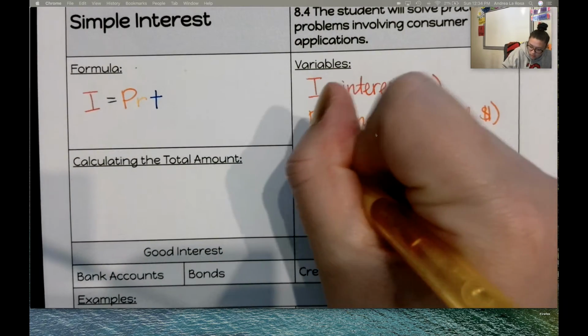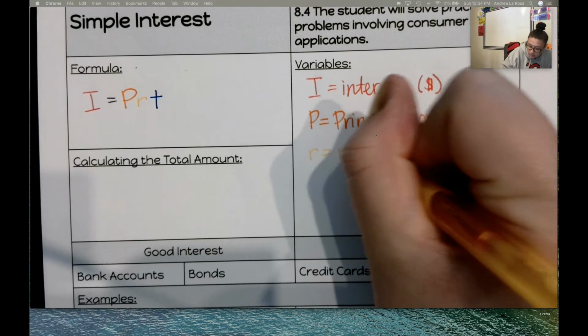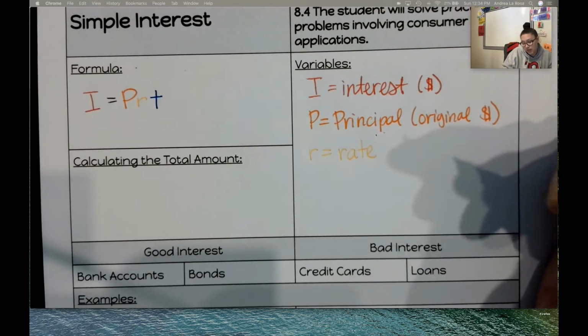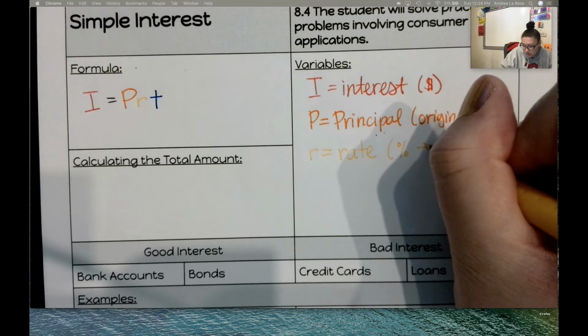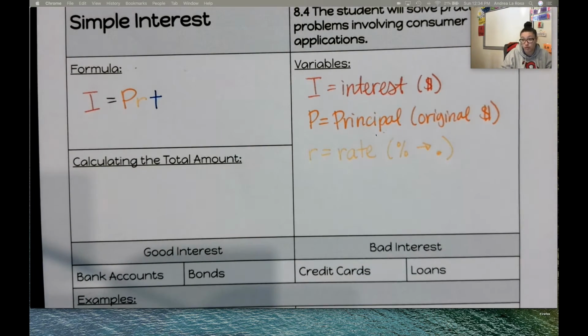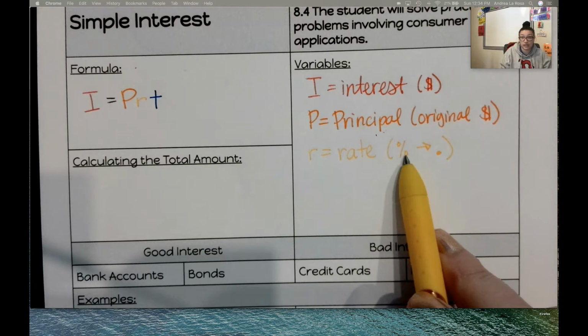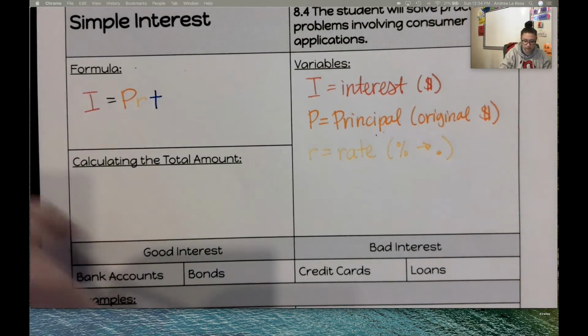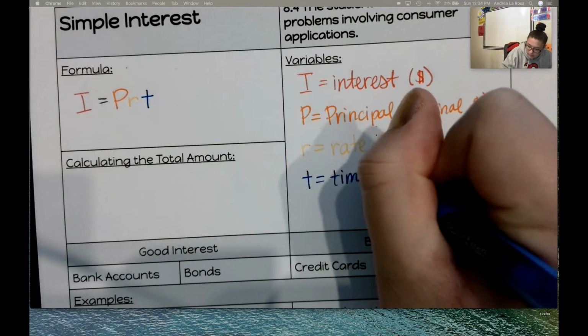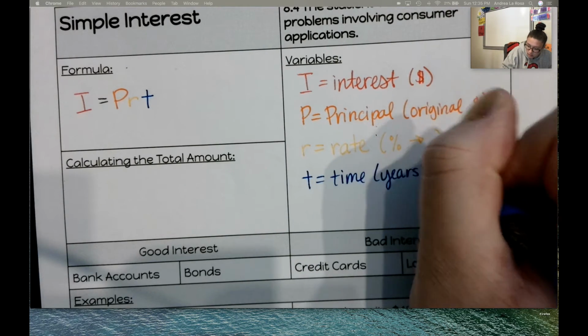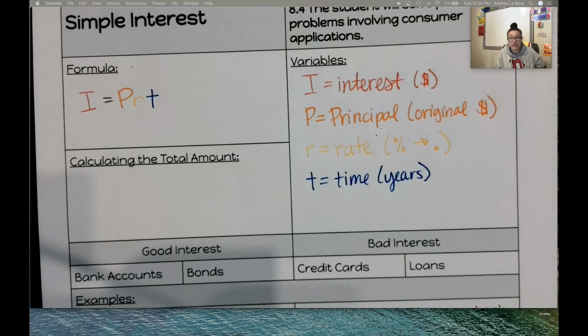R stands for the rate, the rate that you get interest. That's a percent that you need to turn into a decimal so that you can work with it. If you don't turn it into a decimal, you're going to get a very wrong number. And then t is equal to time in years. Lowercase t there.